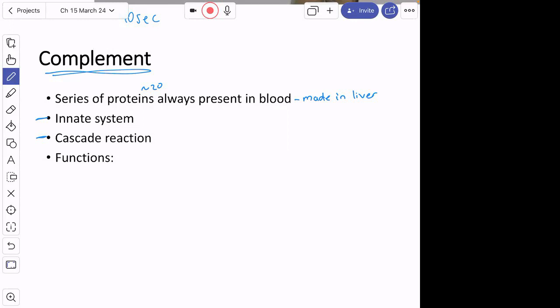Okay, so three main functions of complement proteins. I mentioned this before: they can act as opsonins. I'll show you more specifically how that happens, but they're going to bind to pathogens so that our phagocytes are more likely to be able to adhere to them and phagocytize them.